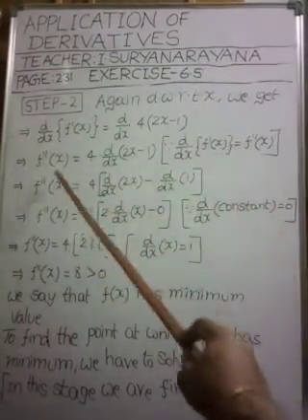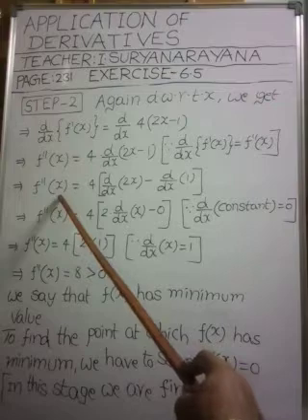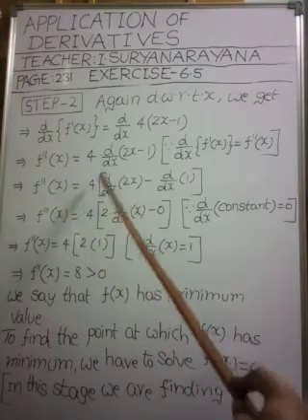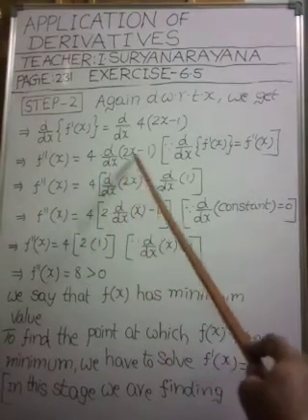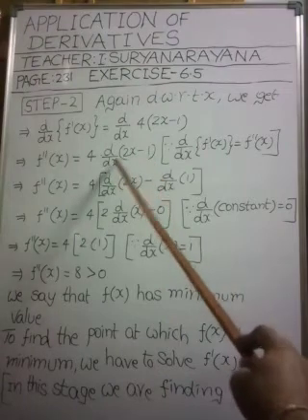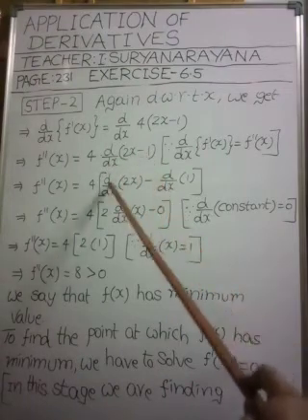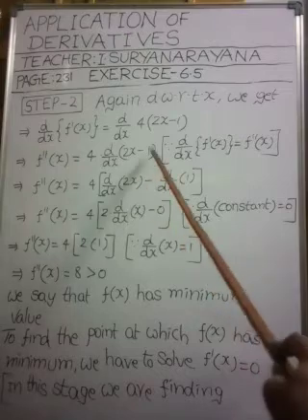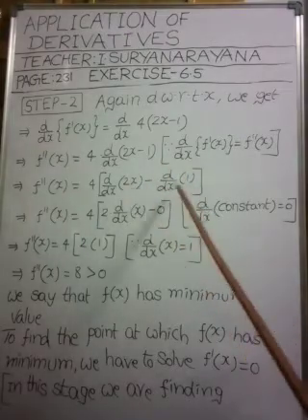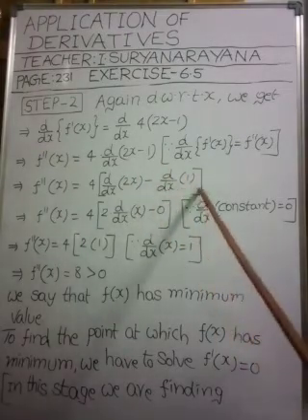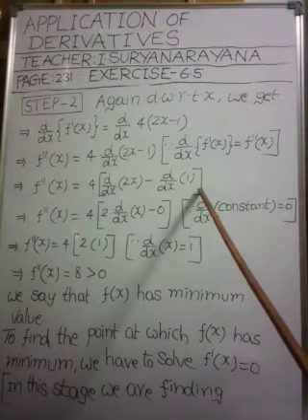Right. This implies we wrote LHS as it is, that is f double dash of x is equal to 4 into, we are going to find the derivative of this function by using distributive property. So d by dx of 2x minus d by dx of 1. By using the distributive property, we got this part. Understood this part, my children?